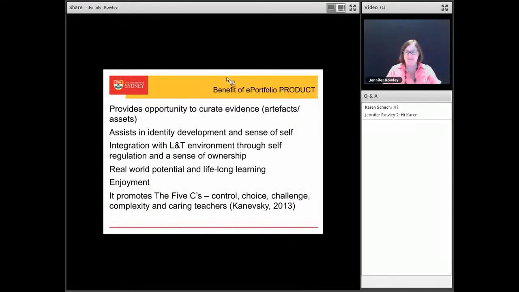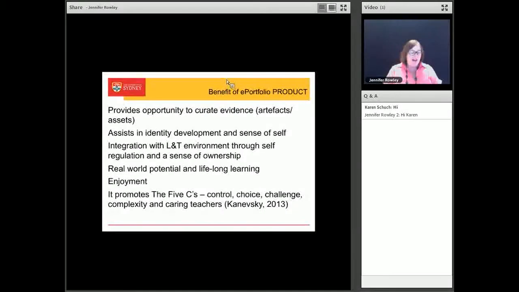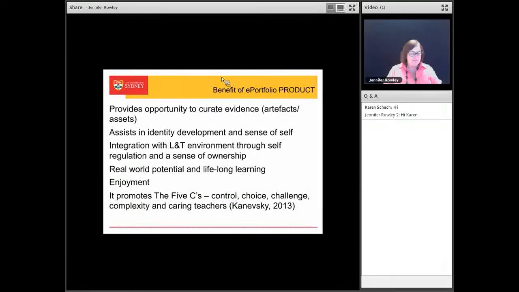Yep, excellent. Thank you. I was just wondering, Jennifer, how you get these 5 C's of control, choice, challenge, complexity with teachers that are actually overstretched. I know you've got caring there, but there's only so many hours in a day. Doesn't matter how much you give care, students seem to need more PD.